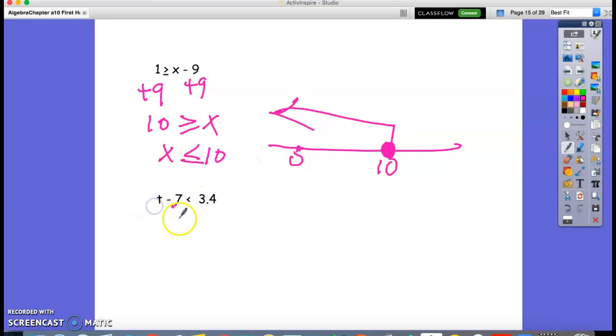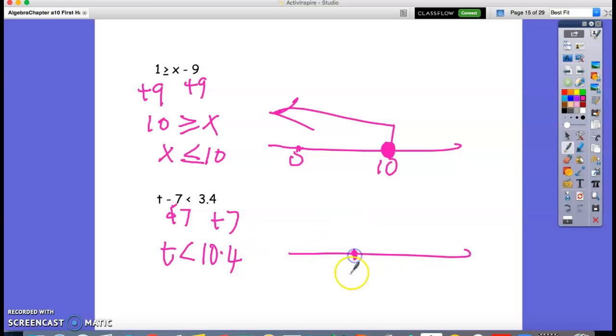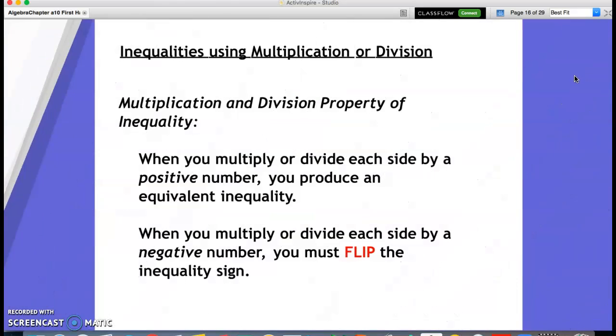Now, how do I make t alone? I'm going to add 7 to both sides. So t is less than 10.4. If I say this is my 10 and this is my 11, then 10.4 will be somewhere here, and t is less than 10.4, so going in the negative direction. These are all review for you, right?